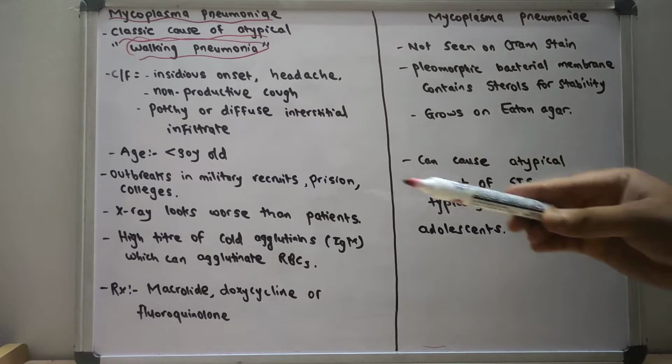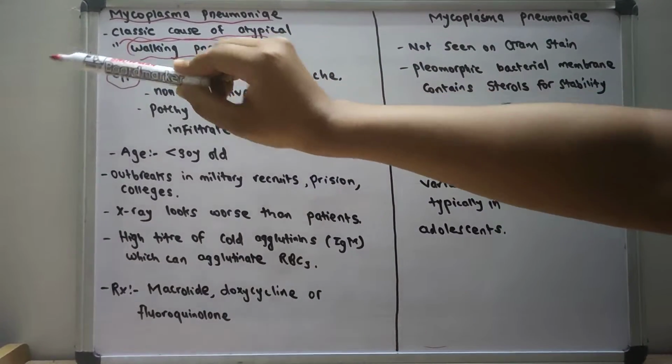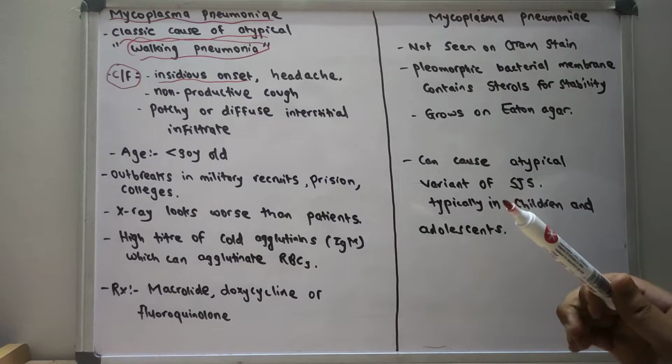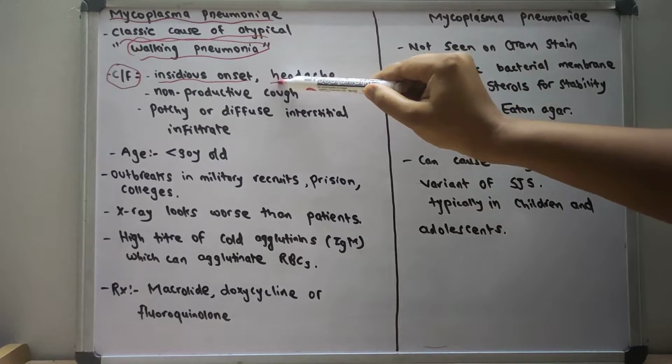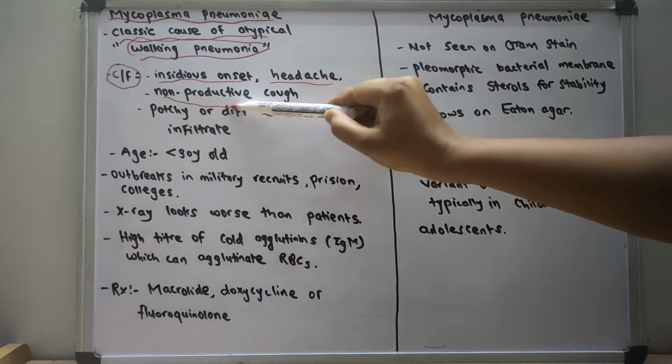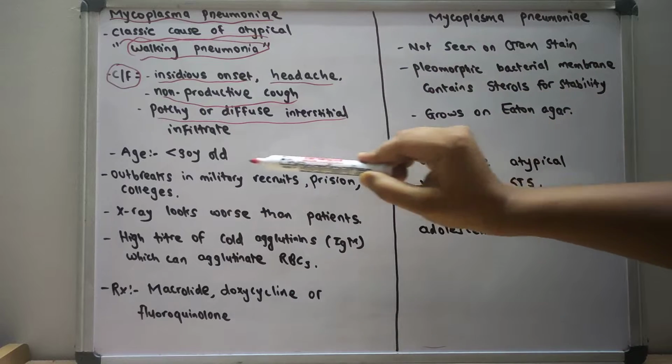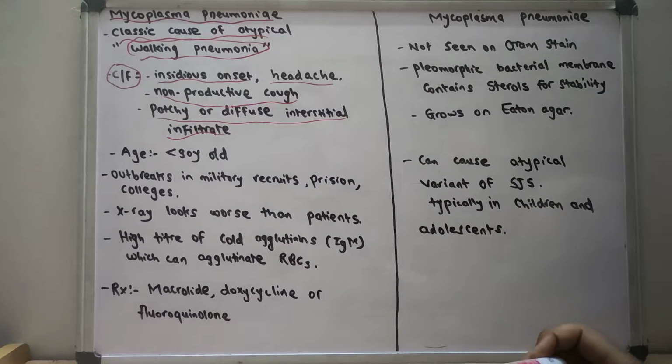So what are the clinical features of atypical pneumonia? The disease is insidious in onset, and there is headache and non-productive cough, and also there is a patchy or diffuse interstitial infiltrate if you see the radiology chest x-ray of the person.